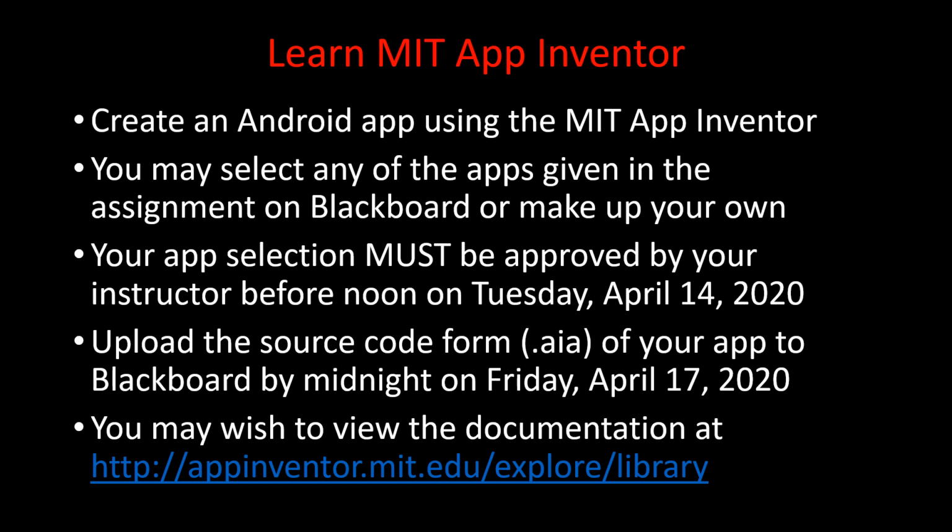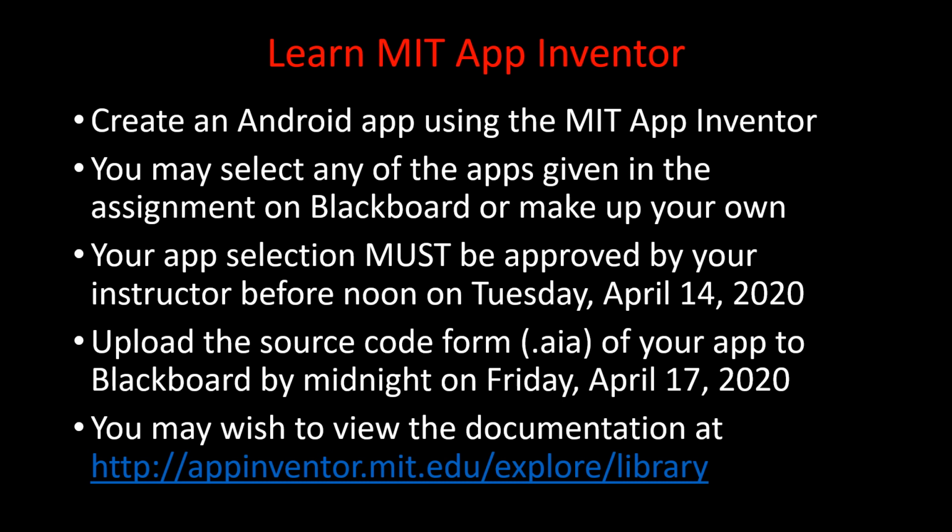And then you have to have your app written by Friday, April 17th, and upload it to Blackboard by midnight. Upload the source code form. It's the .aia file. Don't upload the APK. The APK is the form of the application that you can load onto an Android phone. We don't want that. We want the source code so that the TA can then load your source code into the MIT App Inventor and look at your program and see how it works.